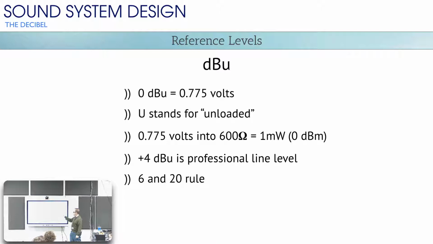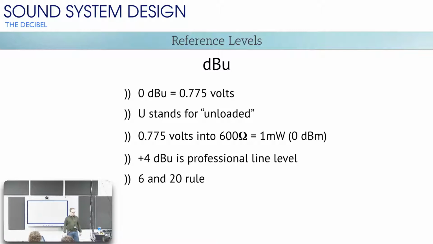So the reason that unloaded is the word here is because by standardizing the input impedance of the line level devices, then you don't have to worry about the load anymore, okay? You don't have to worry about that input impedance, because that's standardized. And so now we can start talking about it in terms of voltage as opposed to power, which is a lot easier to work with. So that's what the U is, unloaded. dBu means standard input impedance of 600 ohms, and the 0 dBu, or the nominal operating level for that, is 0.775 volts, because they were trying to compare it to 1 milliwatt, okay, or 0 dBm.